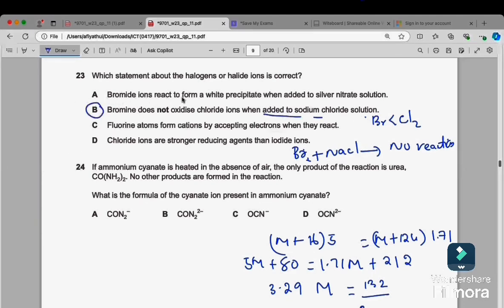Why not A? Bromide ions react to form a white precipitate when added to silver nitrate solution? It will not form a white precipitate. It will form a cream precipitate instead. Chlorine atoms form cations? No, it will not form a cation. Cations means positive ions. Chlorine, being a non-metal, will form negative ions. Negative ions are nothing but anions; they are going to gain an electron. Chloride ions are stronger reducing agents? No, iodide ions are stronger reducing agents than the chloride ions. So the best option here should be B.